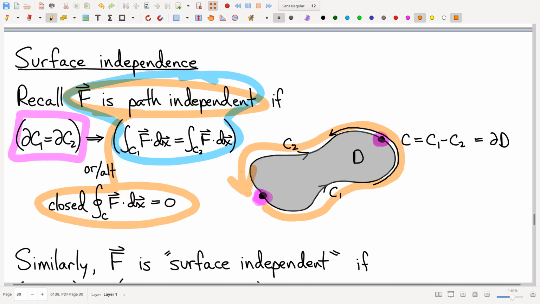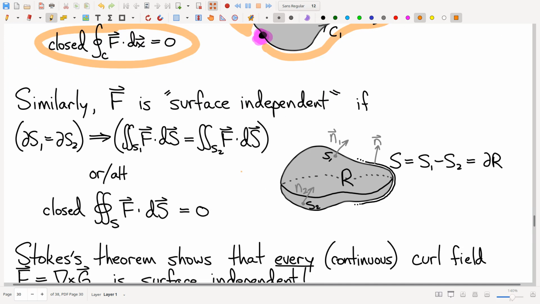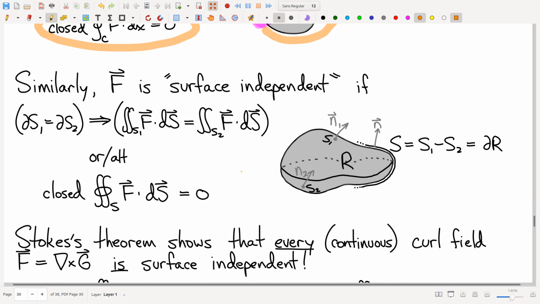Here's the amazing next statement. You can take everything that we've written here, just shift the dimension by 1, and everything still works. It's remarkable. So here we go. Let's do it. Surface independence, we call it. So fix a boundary.